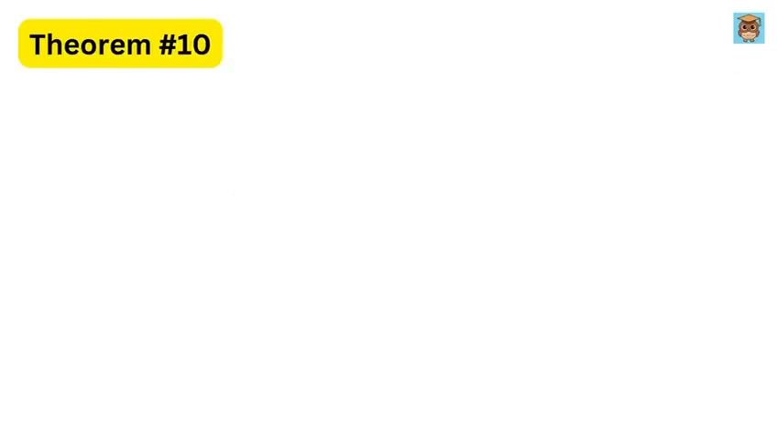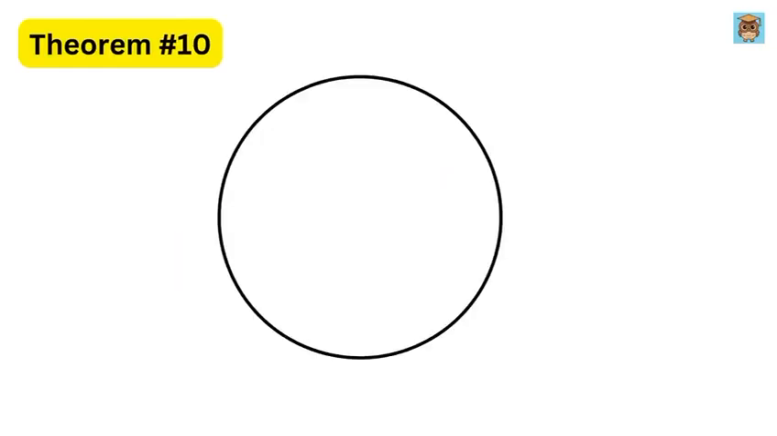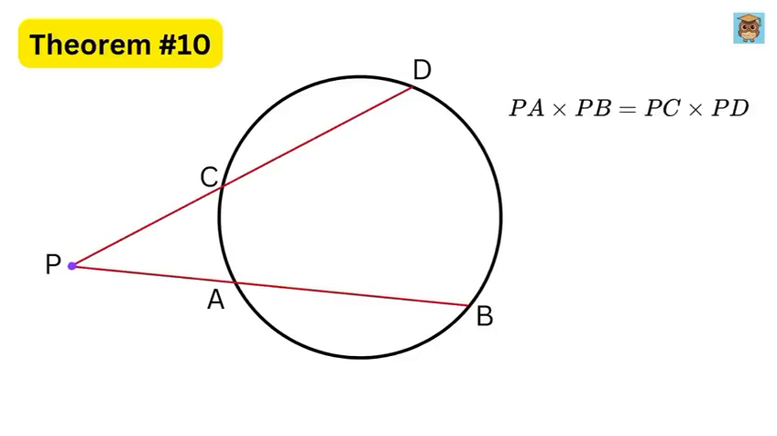Now, Theorem 10, two-two segment theorem. Suppose we have a circle and an external point P outside the circle. From P, we draw a secant line that intersects the circle at two points A and B, and we draw another secant line that intersects the circle at two points C and D. Then, according to the theorem, the product of the distances PA times PB will be the same as PC times PD.